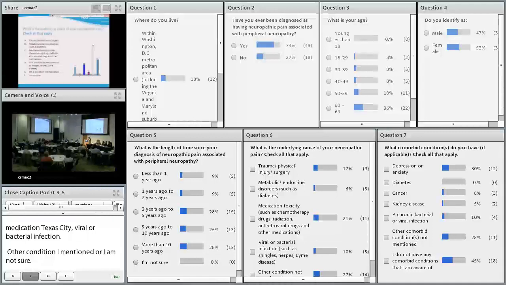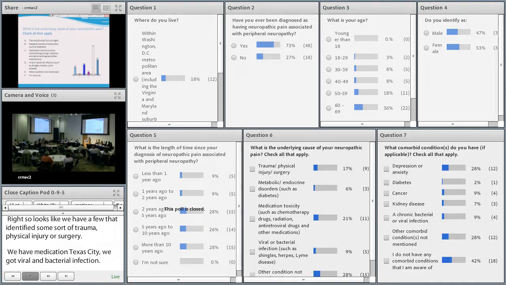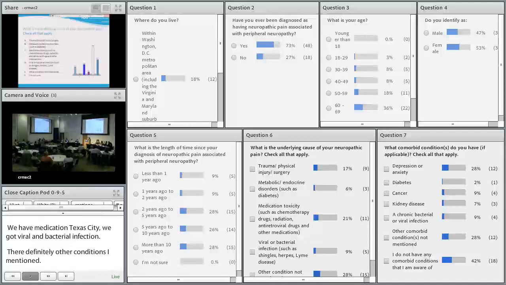Okay. All right, so it looks like we have a few that identified some sort of trauma, physical injury, or surgery. We have medication toxicity. We've got viral and bacterial infection. There are definitely other conditions not mentioned, so I will just point out now that when we do our large group facilitated discussion, if you're comfortable to do so, if you could mention your underlying cause of neuropathic pain, that'll help us understand the context of your comments also. And then F, I'm not sure. Okay?